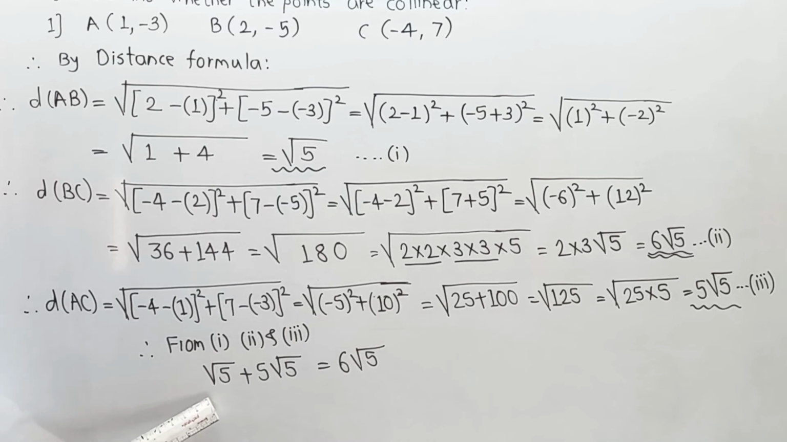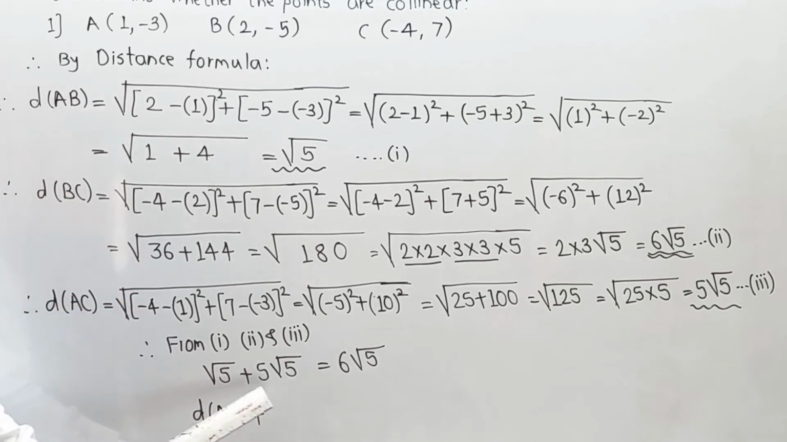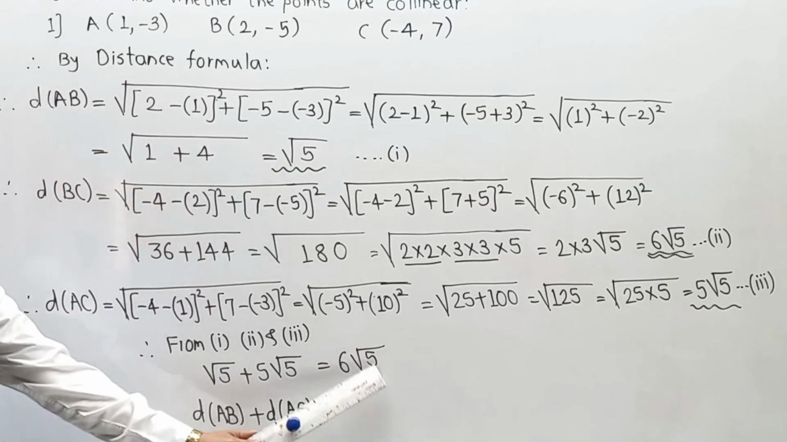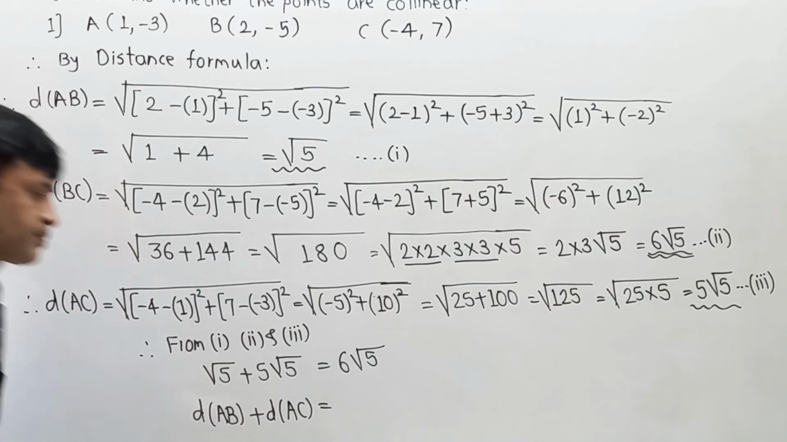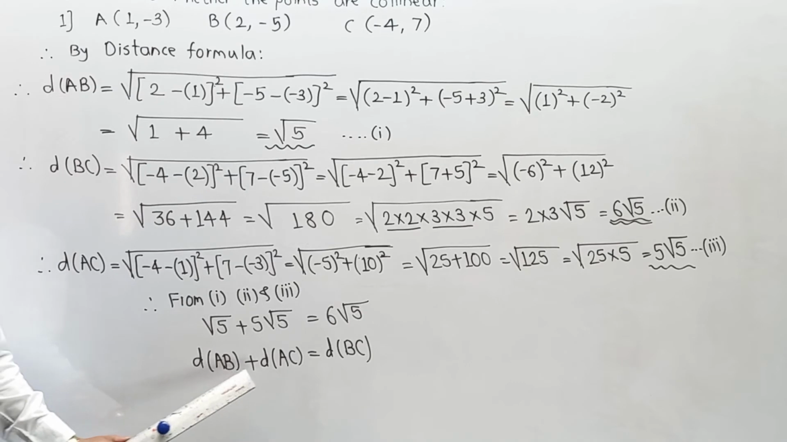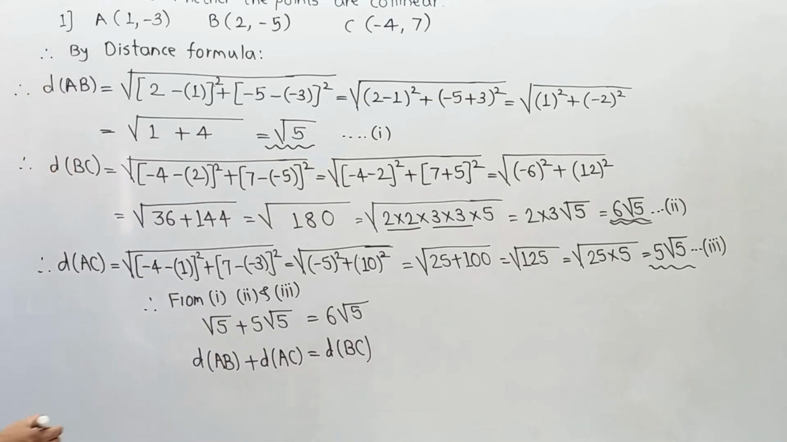Now what is meant by root 5? Root 5 is nothing but distance AB. So you can have distance AB plus 5 root 5. Your 5 root 5 means the second value, that is AC, is equal to 6 root 5. But now your 6 root 5 is nothing but this value BC. Means you can have AB plus AC, that is nothing but distance BC. Then you can say that points A, B, C are collinear points.